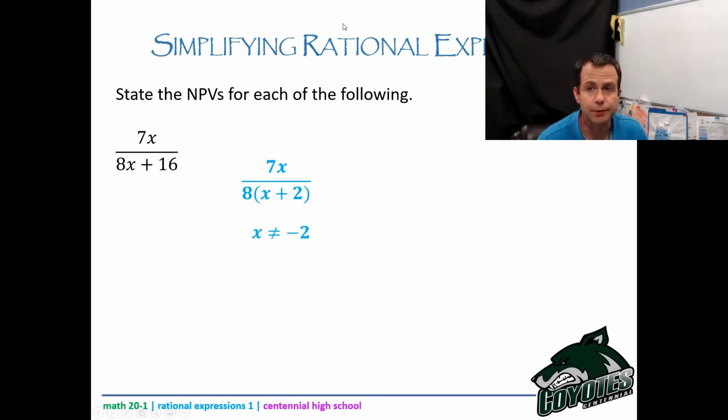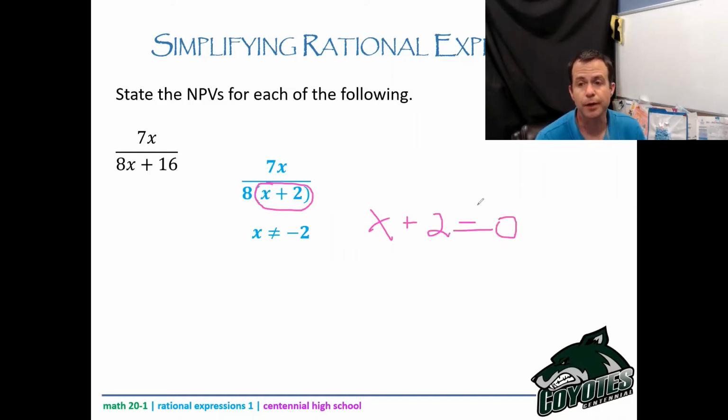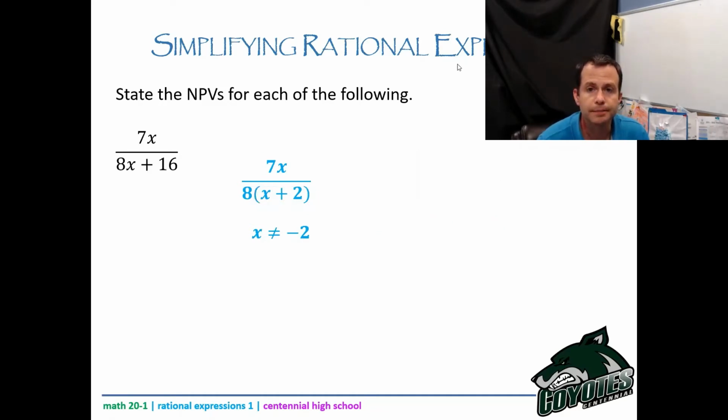X can't be -2. Now, if you were ever unsure what that value would be, you would take the factor and you would say x plus 2 can't be 0, and then just solve for x, okay? So for this one, it's pretty easy. I just subtract 2 from both sides, and that would leave me with -2, okay? All right, good. Let's try this one.